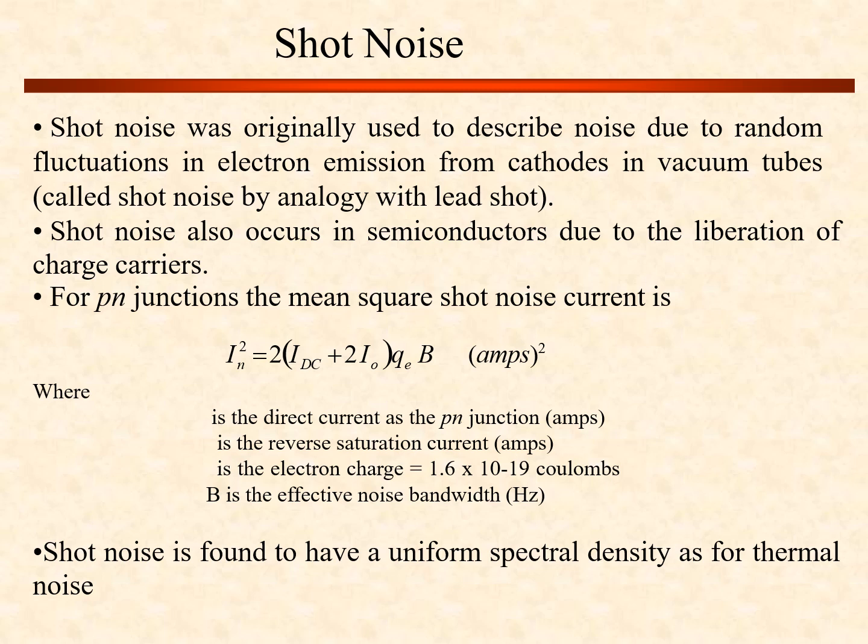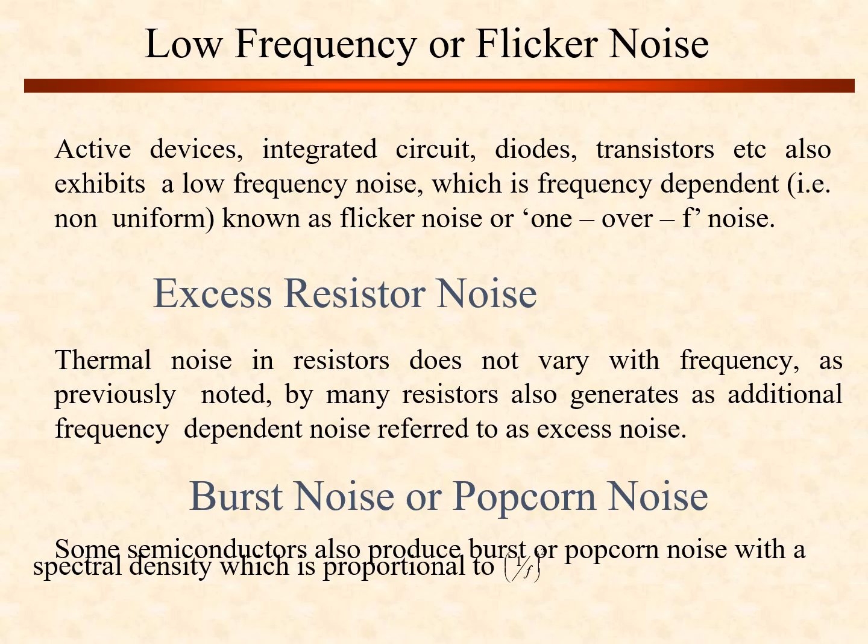Like thermal noise, shot noise also contains uniform spectral density. The next type is flicker noise, or low frequency noise. Active devices like integrated circuits, diodes, and transistors also exhibit low frequency noise, which is frequency dependent. Frequency dependent means it is not uniform, so it is called flicker noise. Another name for flicker noise is 1/f noise.